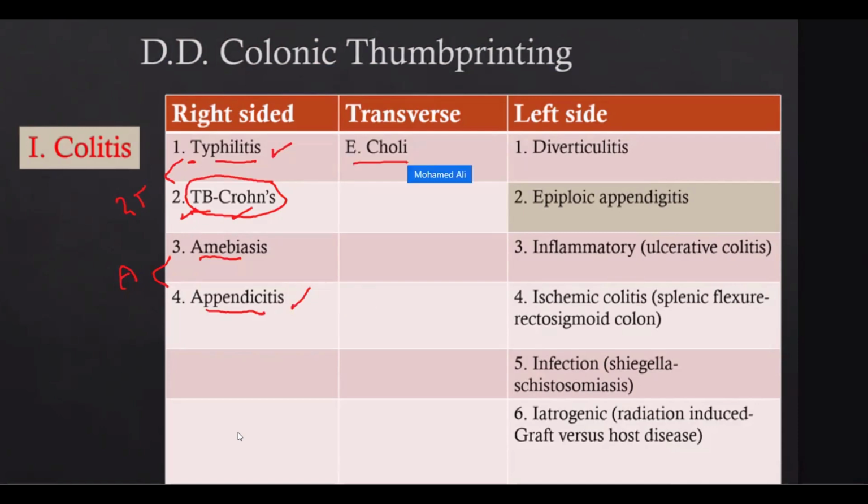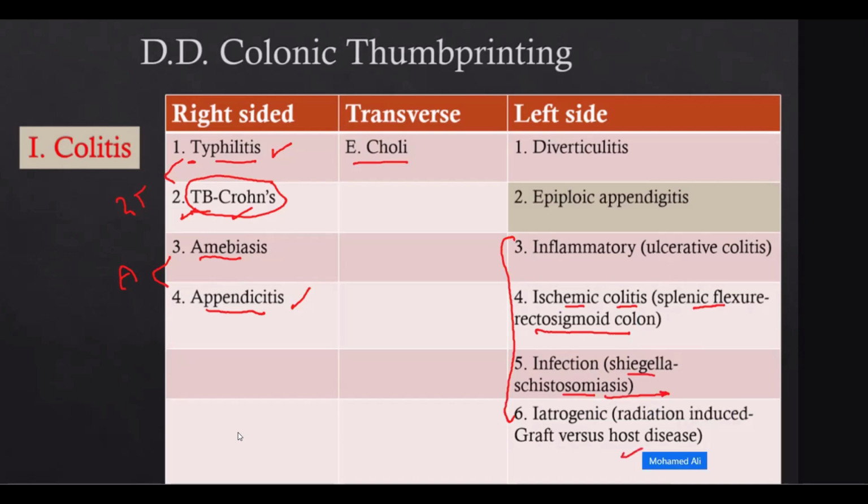Transverse colon, E. coli. Left side, we have 4I, and especially ischemic colitis at the watershed areas between the superior mesenteric and inferior mesenteric, located at the splenic flexure. Also the watershed area between the inferior hypogastric vessels and the inferior mesenteric artery, located at the rectal segment. Infection, Shigella and schistosomiasis involving the rectum and can extend to the left side.